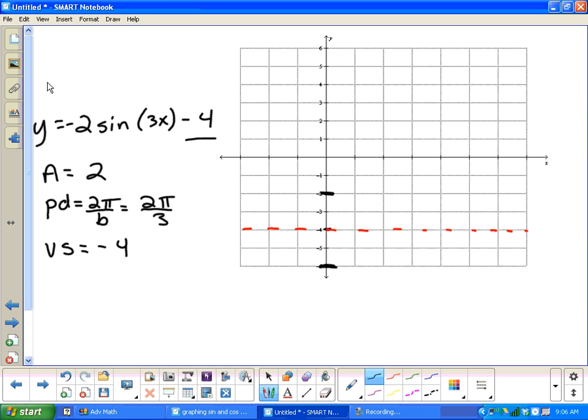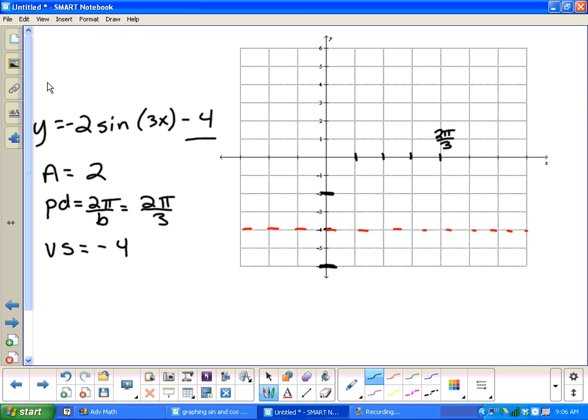Now, let's do the rest of the stuff. Let's do the period, and let's count out our units here. Let's go out to the 4th one. What's the 4th one going to be there? 2 pi over 3. It's kind of hard to half that one.